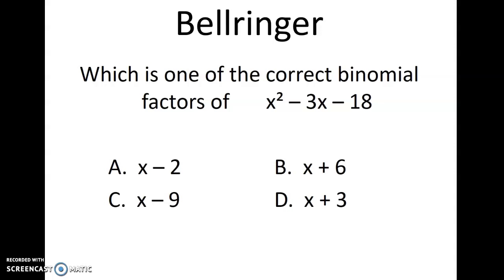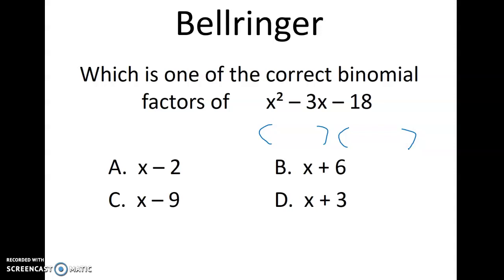All right, so just a little warm-up or bell ringer. It says, which is one of the correct binomial factors? You had something like this on your quiz on Friday. So you just need one of the factors. So in order to get one of the factors, we need to just get both of them.